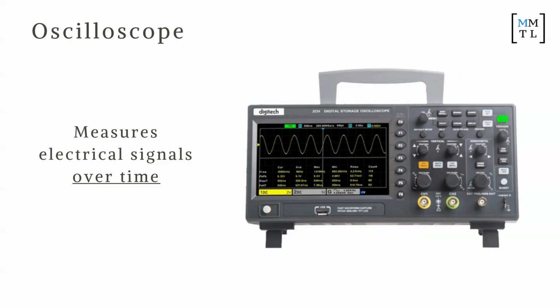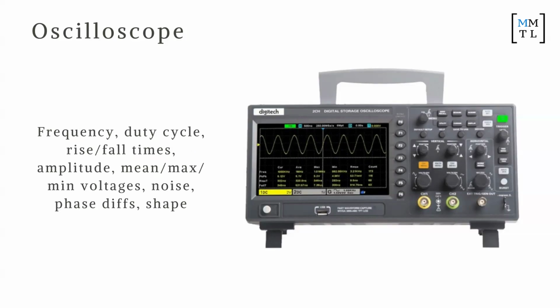The second is the oscilloscope. Now this here is a much bigger thing to have, right? What it does is it measures an electrical signal over time. So these are the different things that it can measure, and is particularly good at: frequency, duty cycle, so for example PWM, rise and fall times, which is a more advanced feature, amplitude, mean, max, min voltages. Take a look at noise, look at phase differences. Some peripherals require you to be able to control phase, and also the shape and waveform. So for example, is it a sine wave? Is it a sort of DC thing?